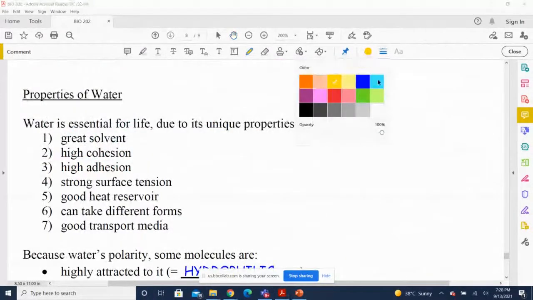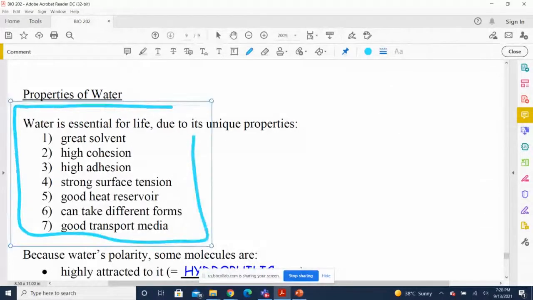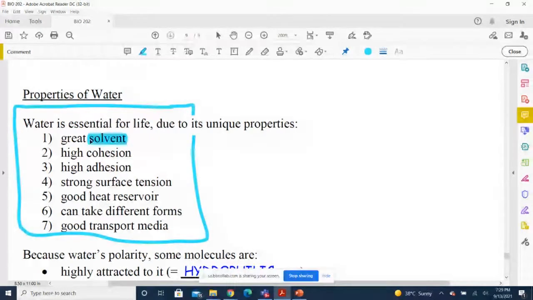Water is very essential for life. We find that, as far as we know, all living things are largely made of water, and life evolved in water. We're about 70% water as humans, and we can't really think that life would exist if there was no water. So that's why water is going to be really important for us. And the seven properties of water that I want you to know are, first, that it is a great solvent. Most things dissolve in water.